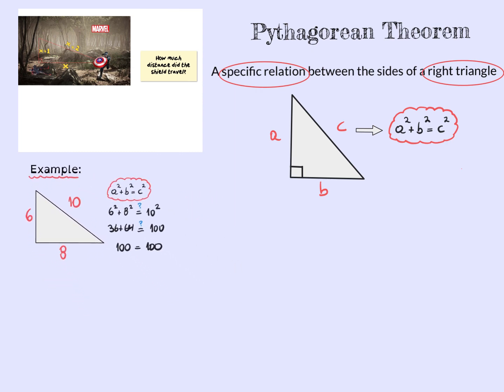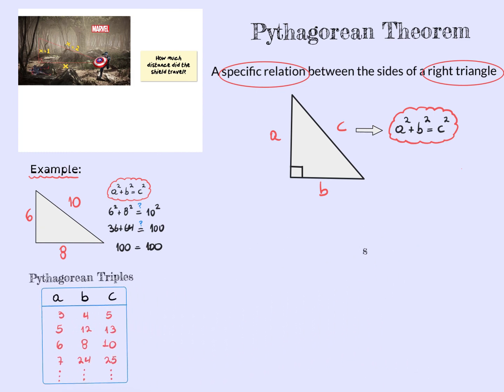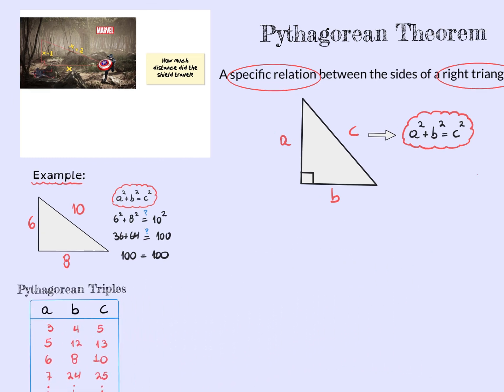One last thing we need to know to solve our Marvel universe problem are the Pythagorean triples. These are three positive integer numbers that satisfy the Pythagorean theorem. For example, from our previous example, we know that 6, 8, and 10 are three integer numbers that satisfy the theorem. But that's just one triple. There are infinite more. 3, 4, and 5 is one, 5, 12, and 13 another one, 7, 24, and 25, and so on. Knowing some Pythagorean triples is a quick way of solving some Pythagorean theorem problems, like our Marvel universe problem. Now we are ready to solve it.